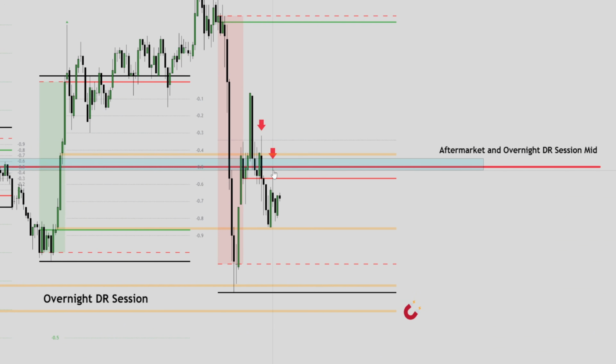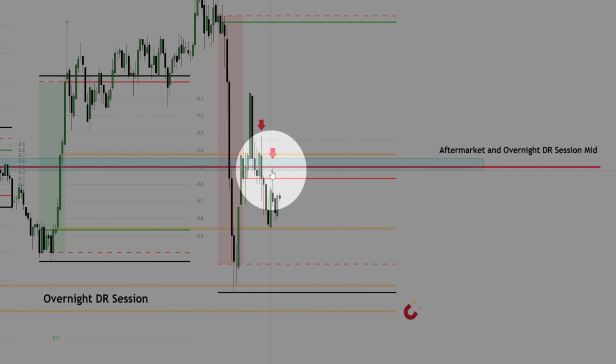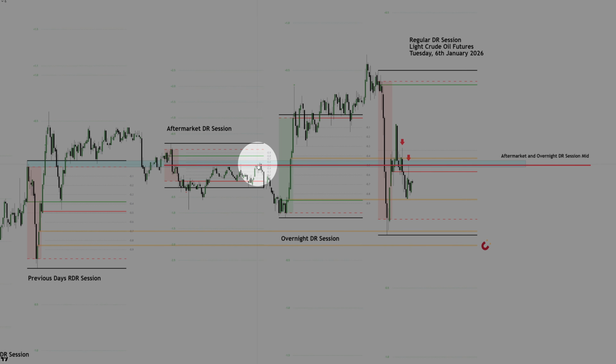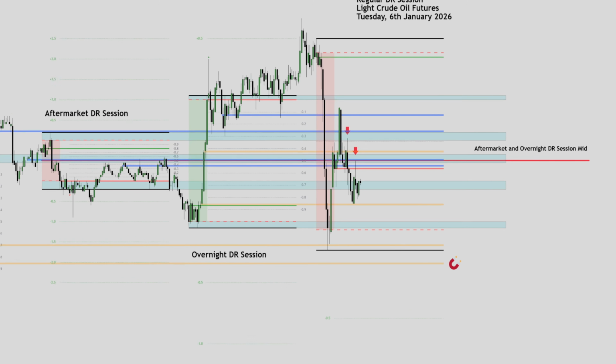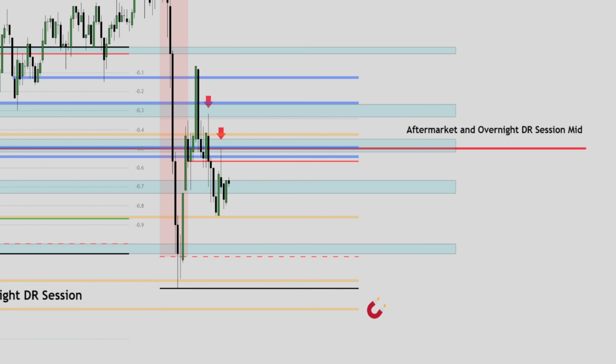35 minutes later, price prints a pinpoint rejection from the combined aftermarket and overnight session mid-levels, literally to the tick. When you combine that with the previous day's regular DR high and the two intraday gap imbalances, you get the kind of rejection every trader hopes to see.